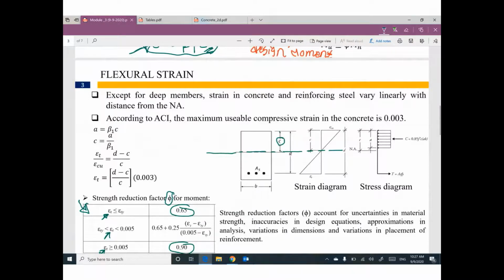We have something called strain distribution. We have contraction in concrete, and we have elongation in steel. If you connect between both of them, the line has to pass through the neutral axis. Neutral axis means we don't have contraction, we don't have elongation, stress is equal to 0. Based on ACI, strain in concrete at ultimate stage is known, 0.003.